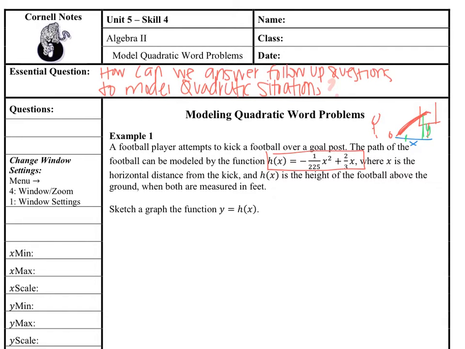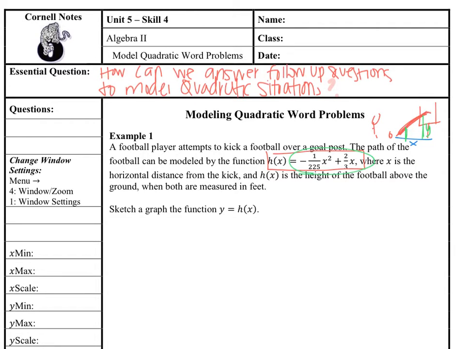So if x is like 1 foot, then the height is smaller than if it were maybe 10 feet away, right? Because you gain height as you kick it. And we're measuring in feet. It says sketch a graph of y equals h of x. So we're going to type this equation into our calculator. So you need your calculator in front of you, and we're going to sketch it.